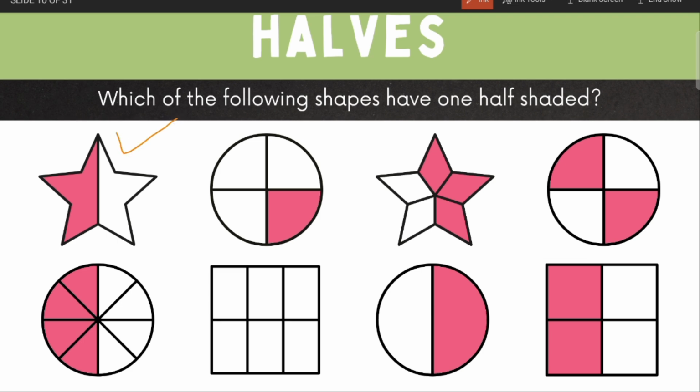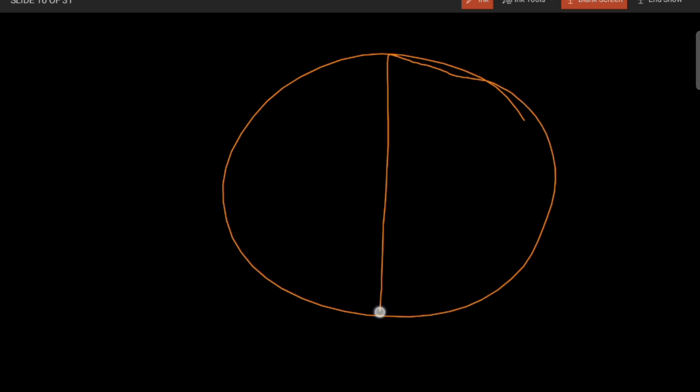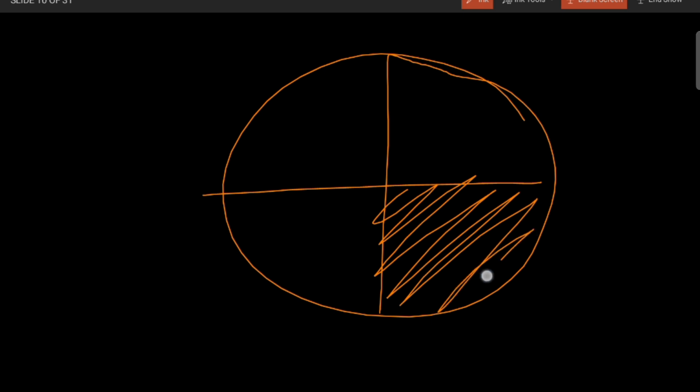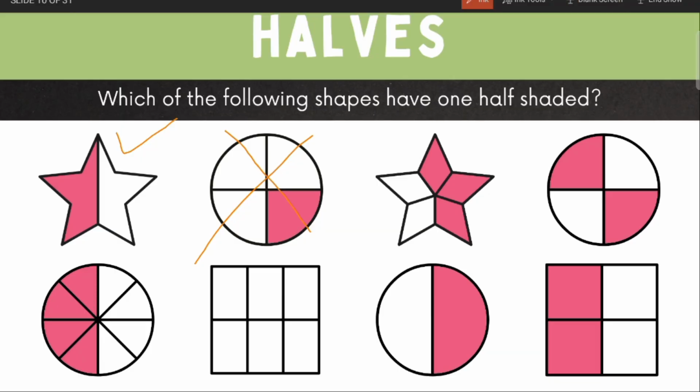If you have selected this, then congratulations. This is the wrong one. Why wrong one? Because here the circle is actually divided into 4 parts and only one is covered. So that means it is 1 by 4, not 1 by 2. Okay? Because it is written only half shaded.